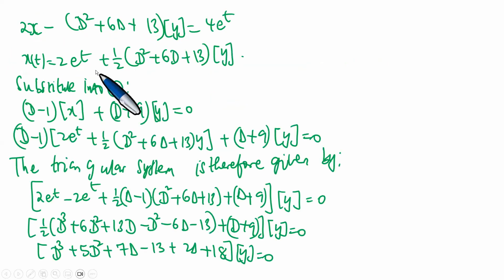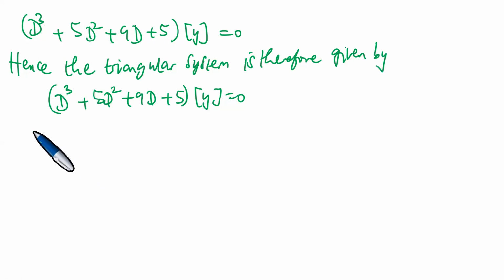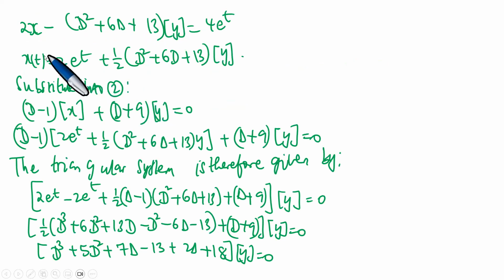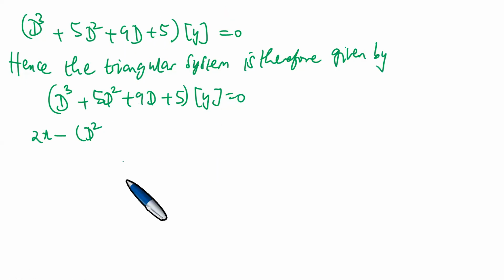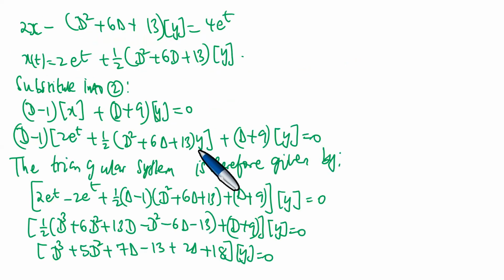Okay, and then the other one, it's this one here, 2x minus this. X minus the d squared, 2x minus the d squared minus into d squared plus 6d plus 13, y equals 0. Equals 4e to the t.